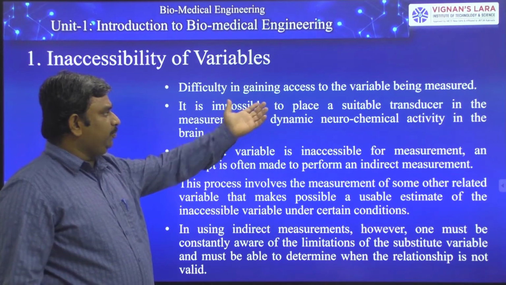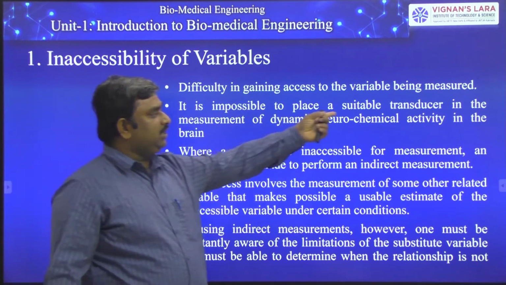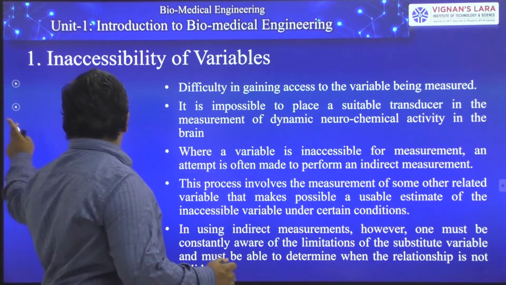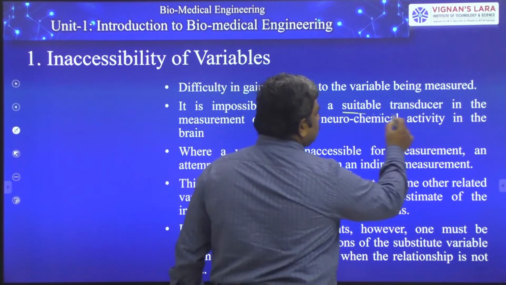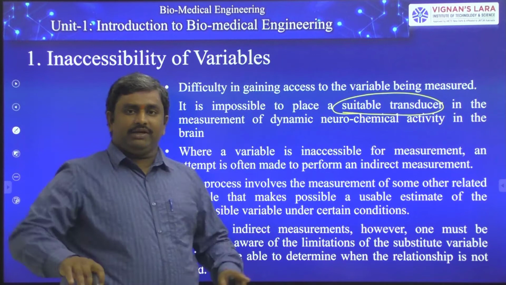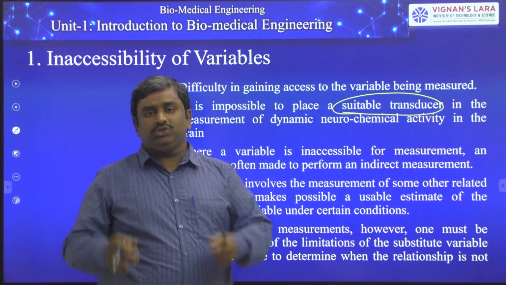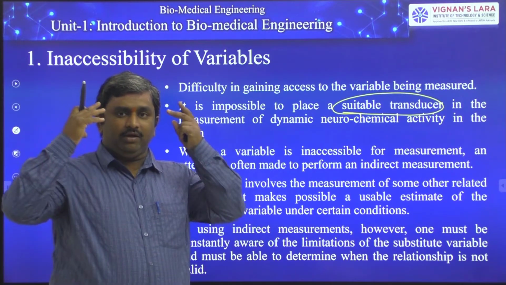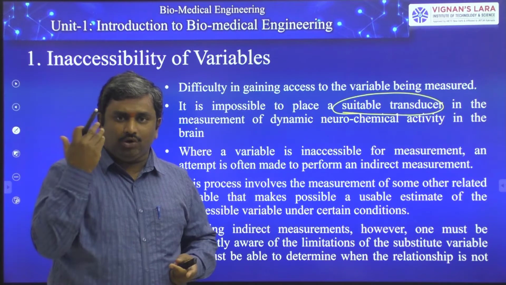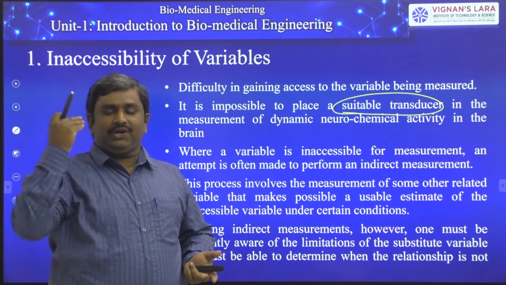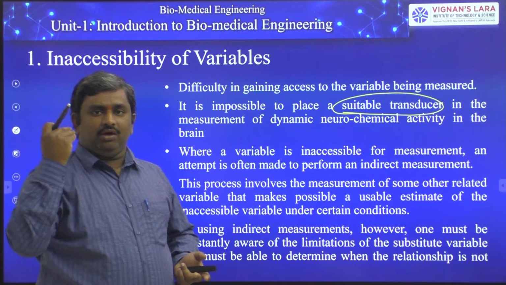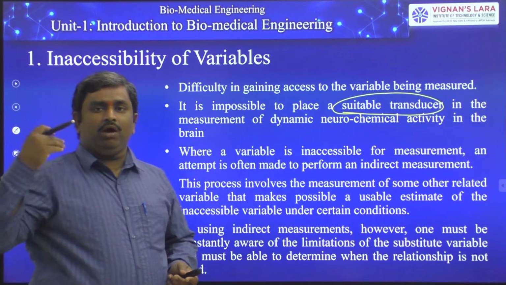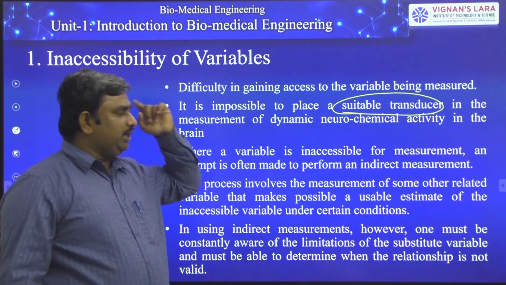Next, it is impossible to place a suitable transducer. It is very important. All the time we cannot place suitable electrodes or transducers to measure that activity. I said there is some chemical imbalance in our brain. So in the brain, is there any chance to place any electrode? It's not possible. We cannot place any transducer in our brain. Brain surgery is very, very difficult, so we cannot insert a transducer in our brain.